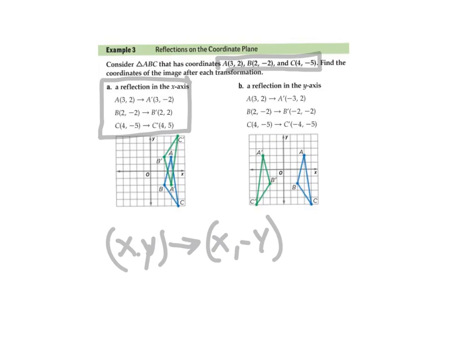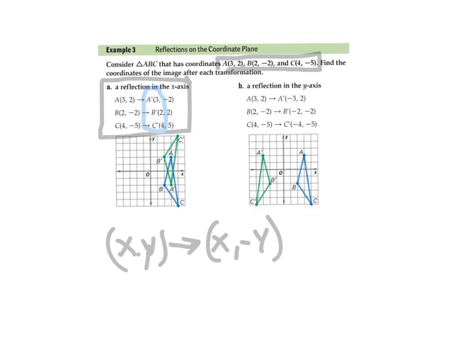So your 3, 2 will become 3, negative 2. Your 2, negative 2 will become 2, 2. And again, the other thing you need to note is that they've used the same letters, but they've used those dashes that I talked about earlier.